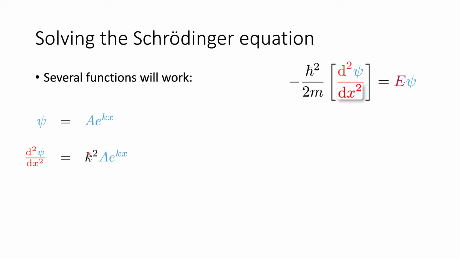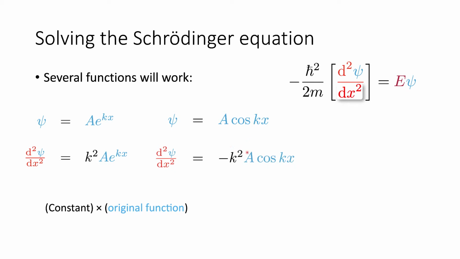Make sure you're happy with these results. Make sure you can follow through the differentiation to get to these end results. And if we look at it, we have a constant, k squared, times the original function, e to the kx. Another function which fits this bill is the cosine function. So when we take the second derivative of this, we find that we get minus k squared times the original function. And again, the sine function, in much a similar way, would return minus k squared times the original function.